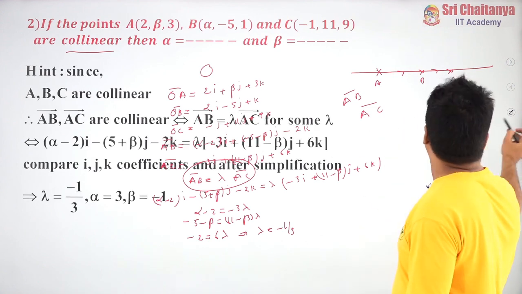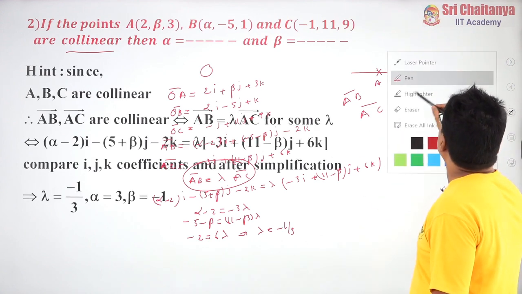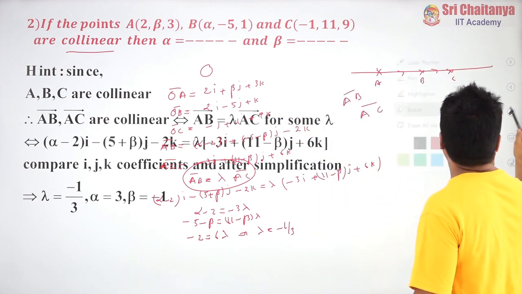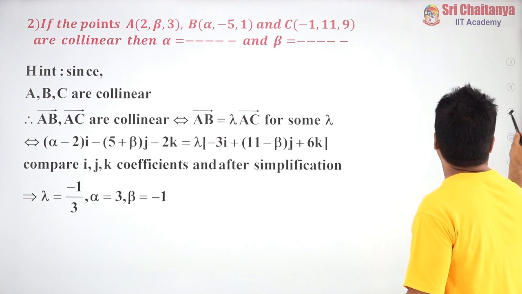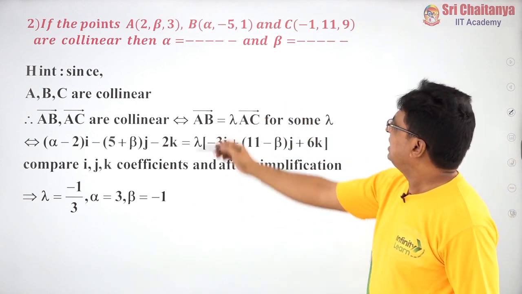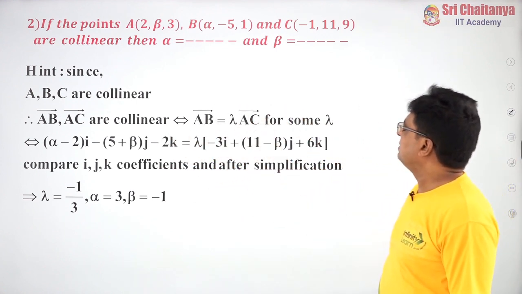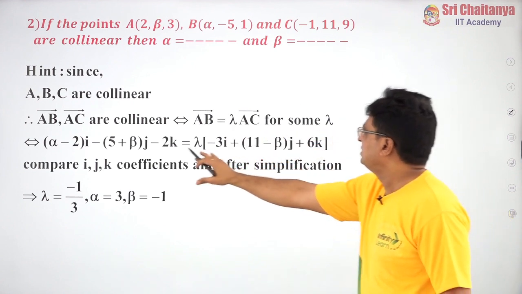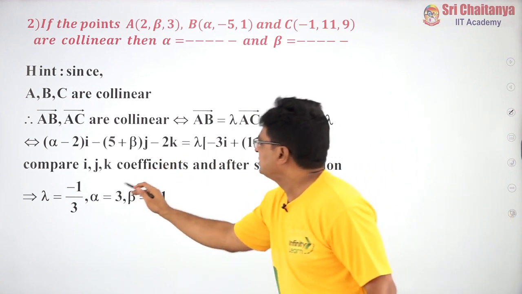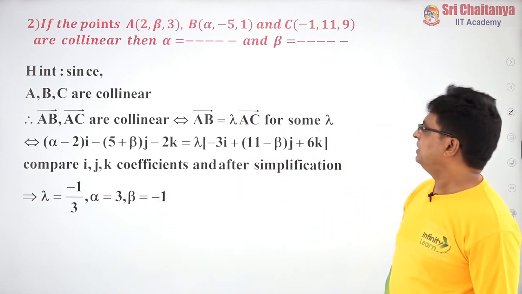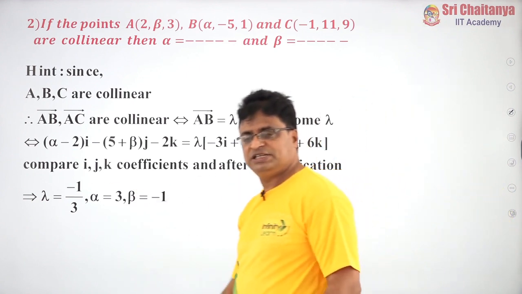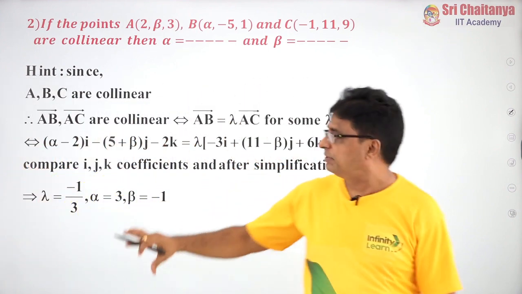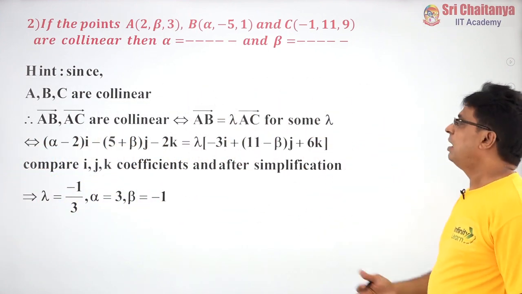The same thing I have mentioned here. See my friends, A, B, C are collinear, so AB bar and AC bar are collinear, AB bar equals lambda AC bar. I am just giving the hints. Equate all the things and you will get lambda, alpha, and beta like this. Okay my friends, this is the procedure. Actually, I have explained it in detail previously. So, by taking this as a hint, solve the problem on your own.